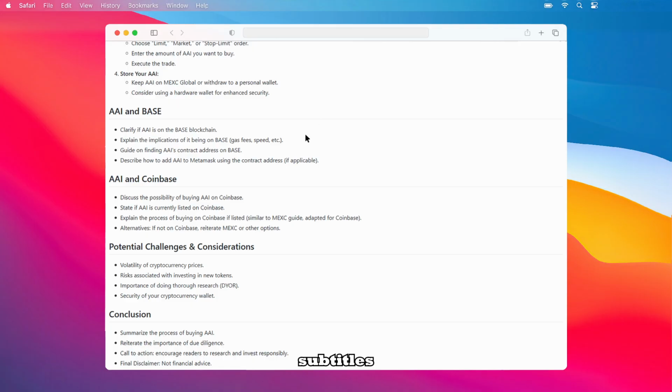Is it possible to buy AI on Coinbase? It's crucial to verify whether AI is currently listed on Coinbase. If it is, the buying process would be similar to MEXC, adapted for the Coinbase interface. If AI isn't on Coinbase, remember that MEXC or other exchanges remain viable alternatives.